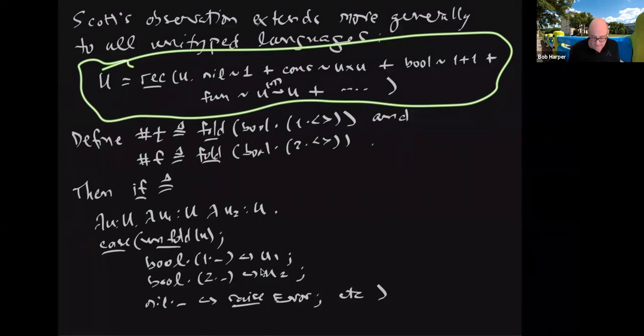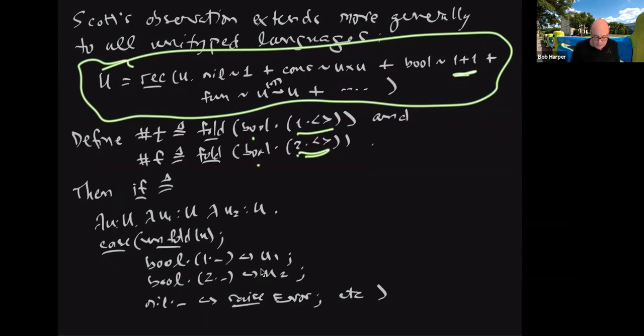You have to fold it because you have to get it into the recursive type. You have to tag it as being class bool, and then you have to form the bit, one dot, the null tuple, in order to get into the sum of one and one. And false, you put it with two. So you fold it, you label it as a Boolean, you label it as either true or false. That's what's really going on.